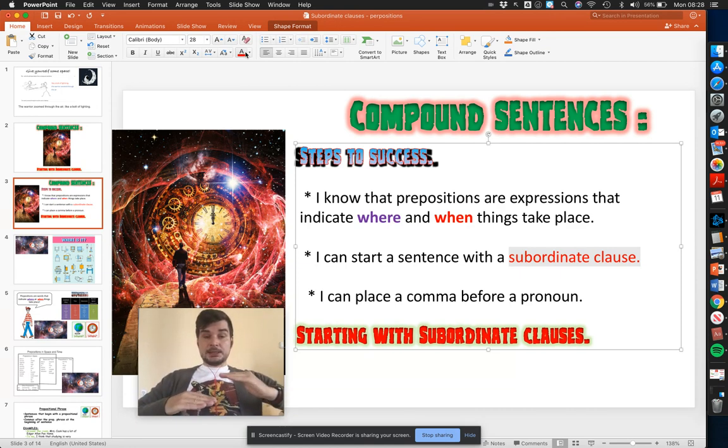Subordinate means that it takes order. Yeah, it takes order from the other part of the sentence. The other part of the sentence, it's its boss. So we're going to place the subordinate clause at the front of the sentence to make it more interesting. Just because it takes order doesn't mean that it's not interesting, and it also gives us extra information. So we're going to start a sentence with a subordinate clause. And we're going to place a comma before a pronoun, and we're going to give ourselves some space. So that's it. That's all that we're going to do today.